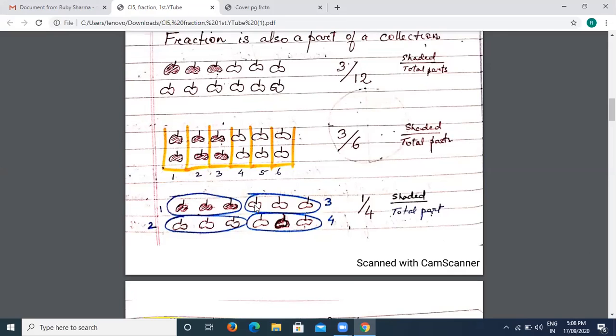So what do you think? That is unfair, isn't it? Because both the pizzas are different in size. So it is important that each group must be equal. Only then there will be a fair distribution and we can write the fraction.